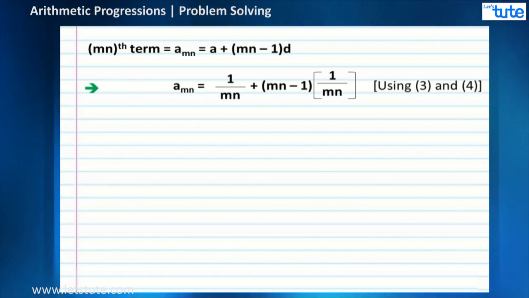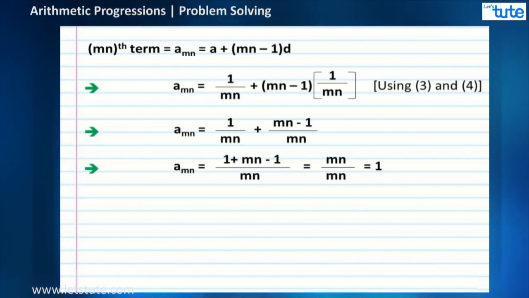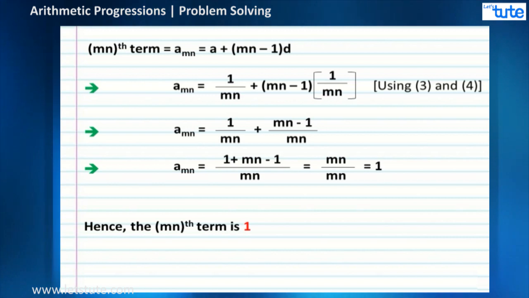By opening the brackets, we get 1 upon mn plus mn minus 1 upon mn. The next step becomes 1 plus mn minus 1 upon mn. Now plus 1 and minus 1 can be cancelled. So we get mn upon mn, which equals 1. So amn is equal to 1. Hey, we cracked the next clue as we proved what's asked in the question. That is, the mnth term is 1.